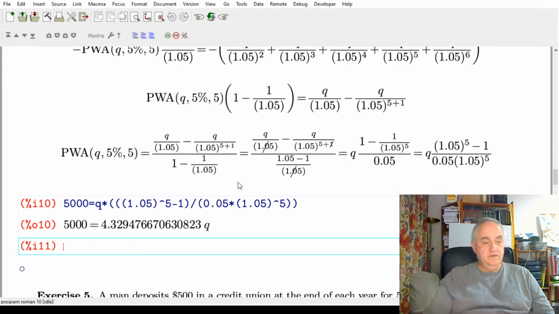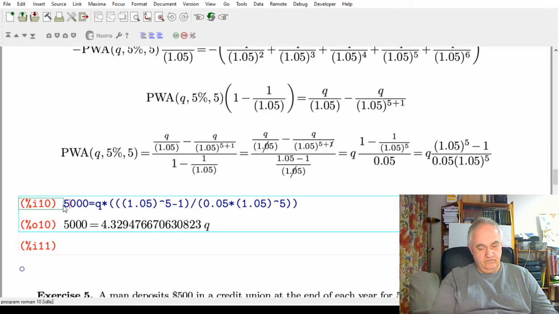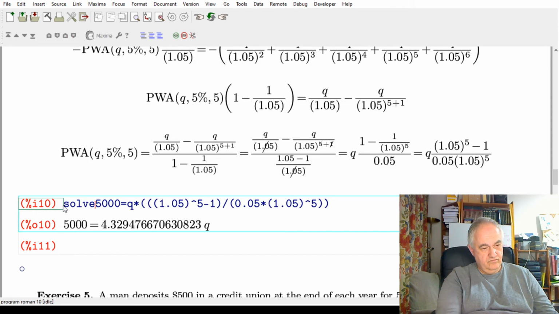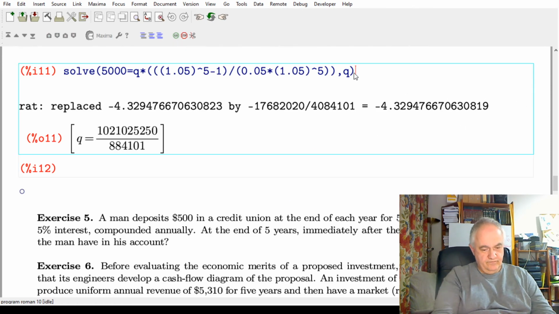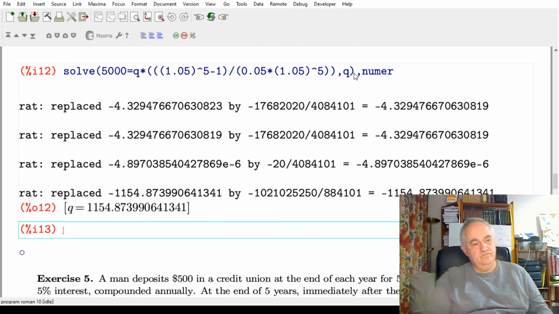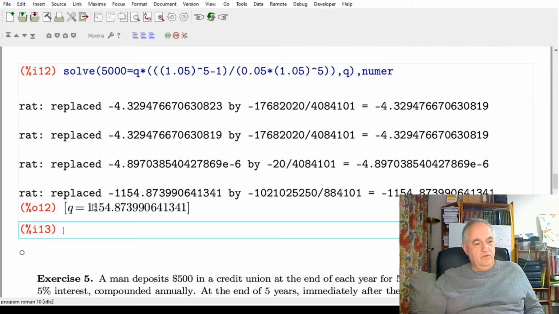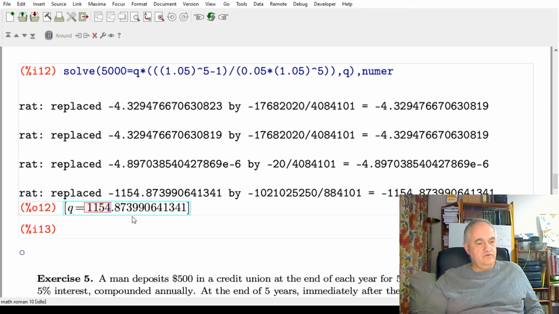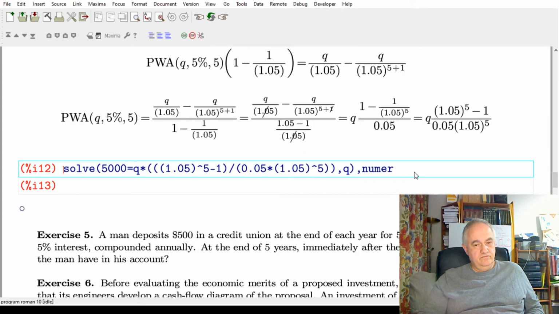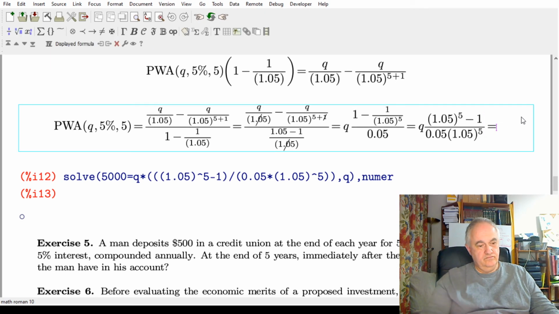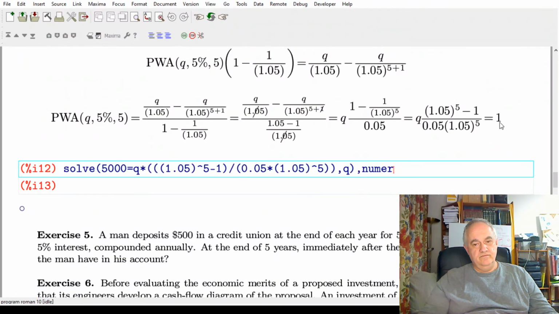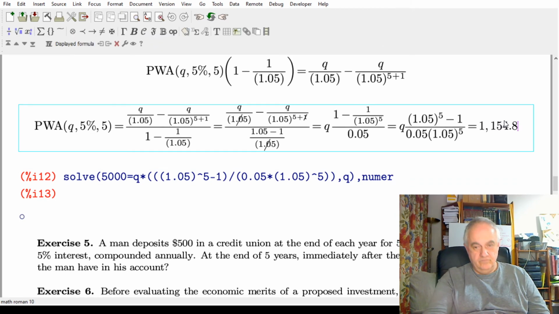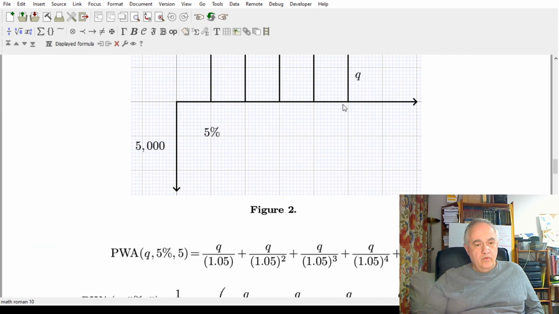Okay. So we have this expression. Just solving for q will give us, oh, and for numeric, okay, Q is equal to 1154. So now we know this Q.